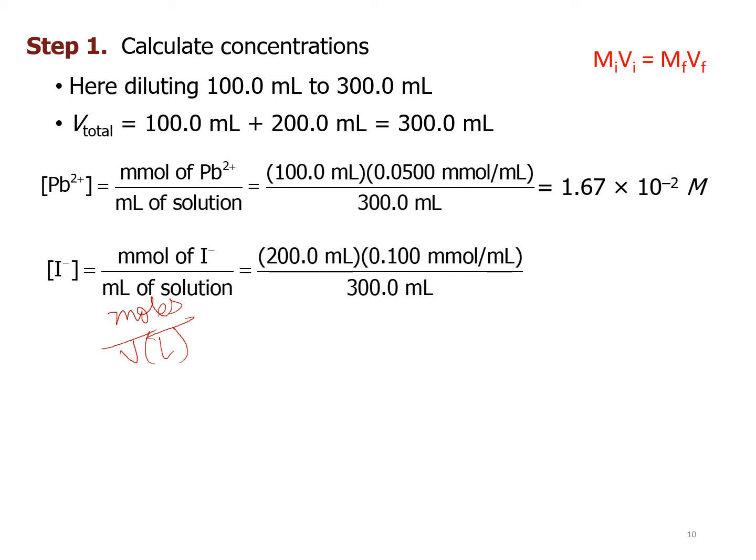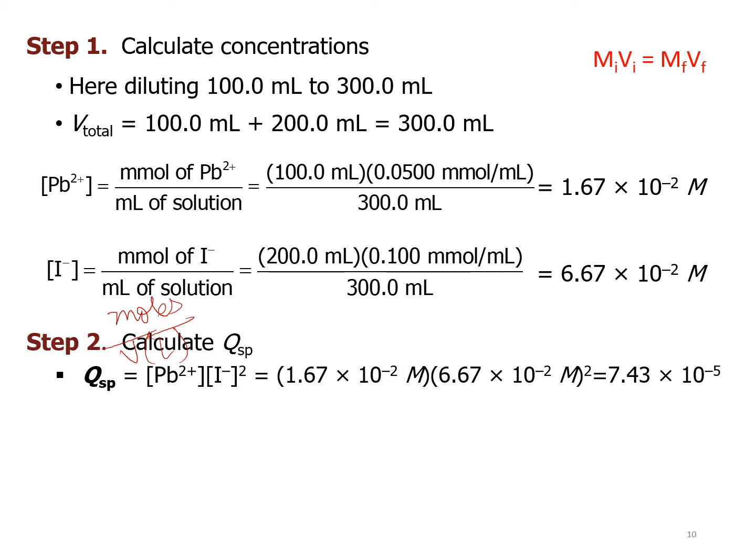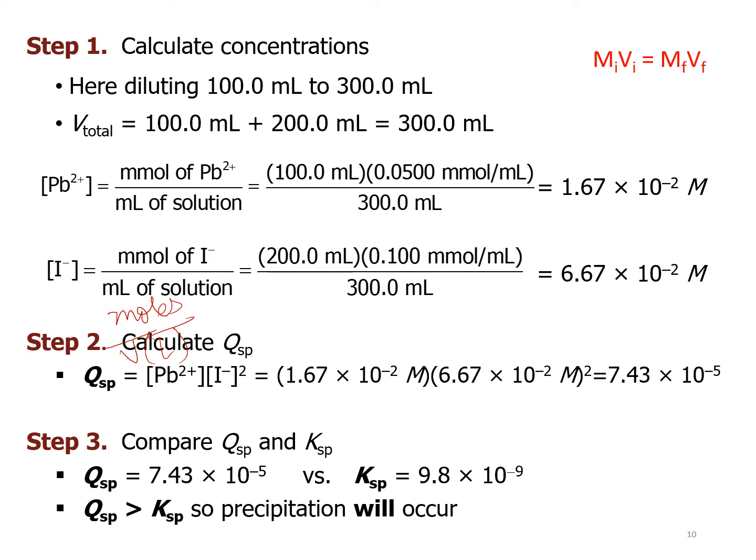Once you solve for iodide, the concentration will come out to this right here. We are going to plug these values into QSP, and this is our QSP value. The final step, to figure out if a precipitate will form or not, is to compare QSP with KSP. KSP is given to us in the question, and right here we can see that Q is again greater than KSP, which means precipitation will occur in this case as well, right? Hopefully everyone understands it. It's not too difficult.